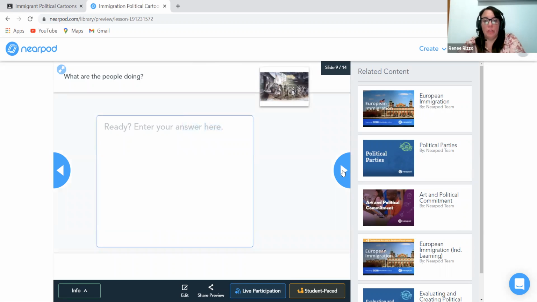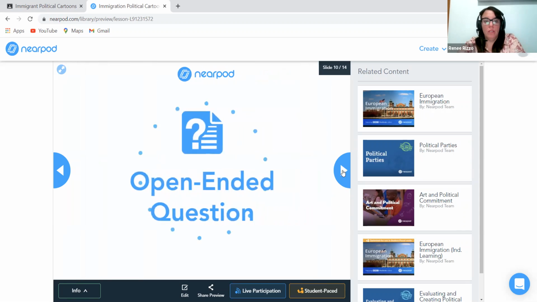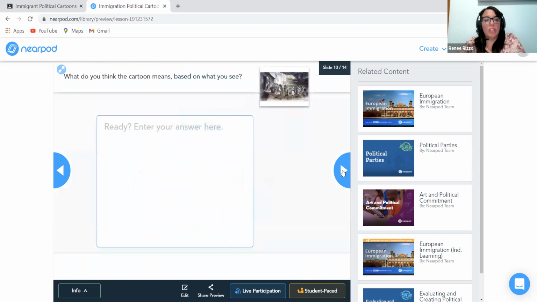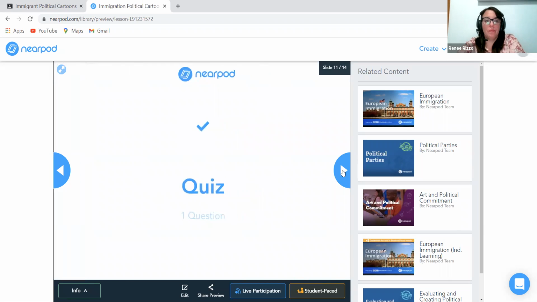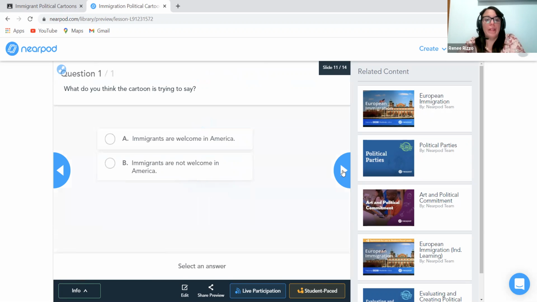What are the people doing? What do you think the cartoon means based on what you see? And then what do you think the cartoon is trying to say? Immigrants are welcome in America or immigrants are not welcome in America?